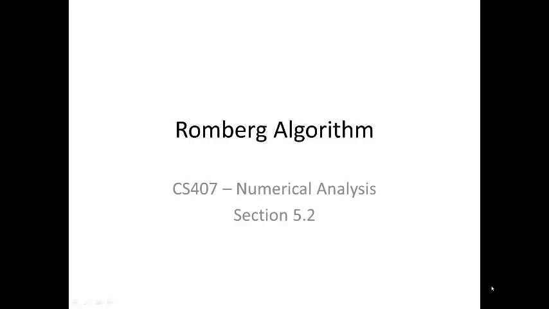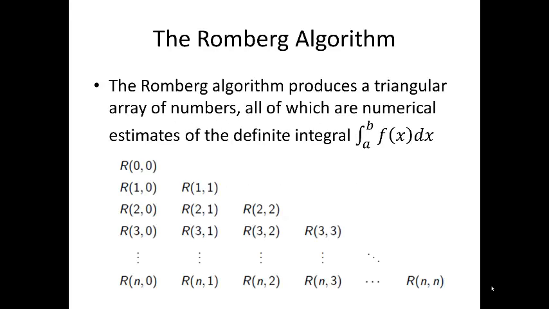So, as promised in section 5.1, CS407 is proud to present the Romberg algorithm for numerical integration for your enjoyment and pleasure. The Romberg algorithm produces a triangular array of numbers, all of which are numerical estimates of the definite integral from a to b of f(x) dx.